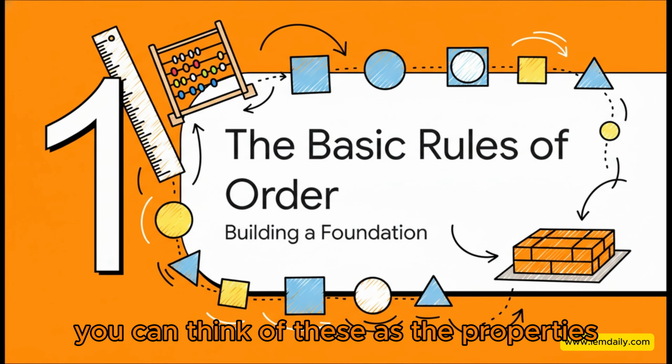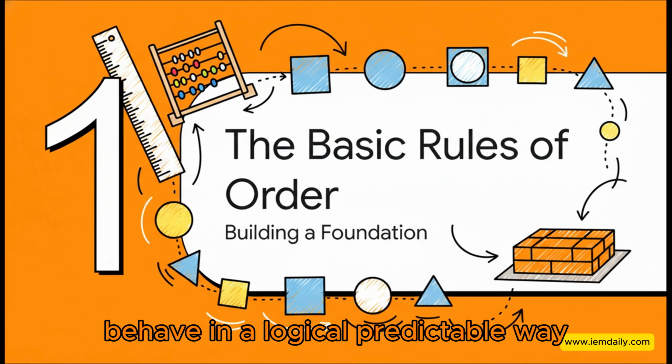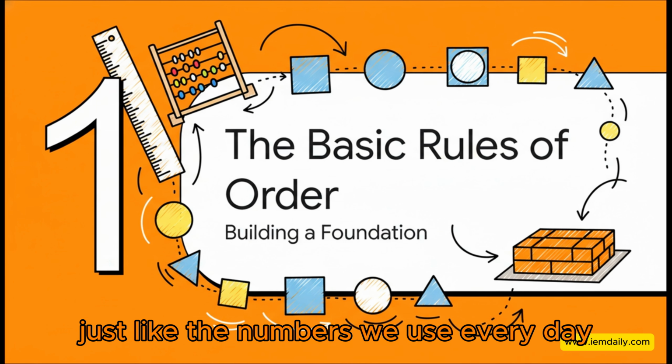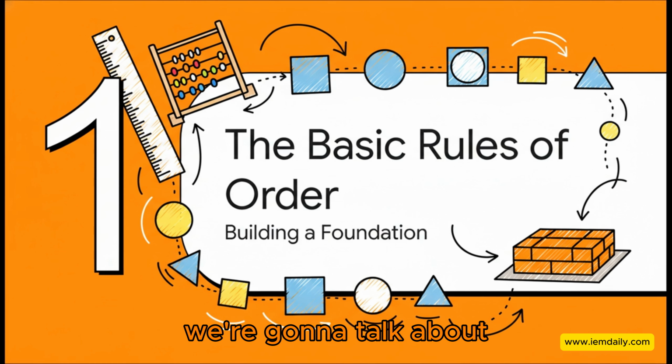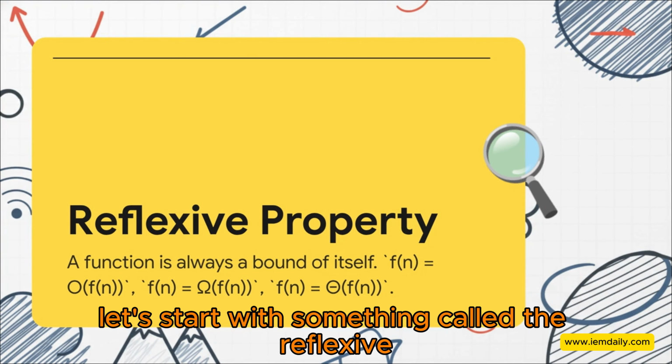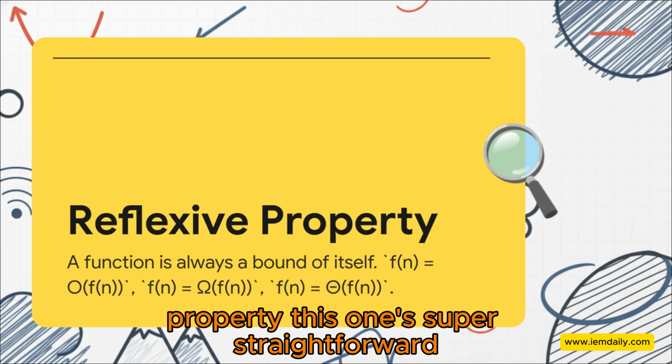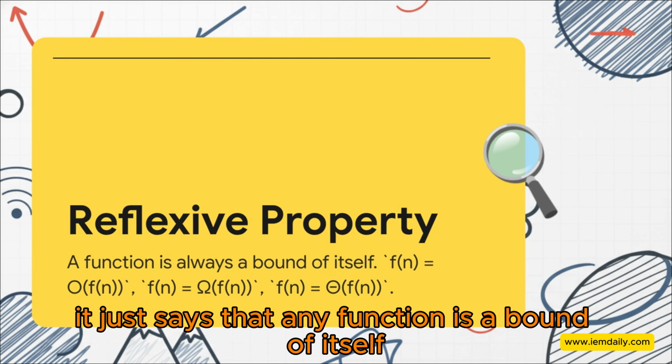You can think of these as the properties that just confirm our notations behave in a logical, predictable way, just like the numbers we use every day. This is the foundation for everything else we're going to talk about. Let's start with something called the reflexive property. This one's super straightforward. It just says that any function is a bound of itself.